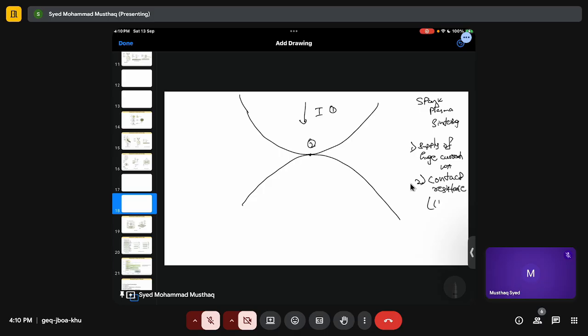That means Joule's heating. So this will get melted and this part will get fused. And the third thing is, because we are supplying very large current, there is a buildup of charge here, right?